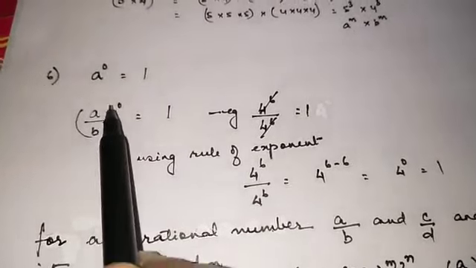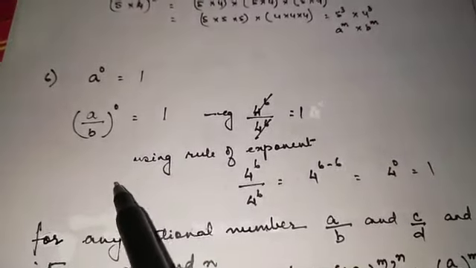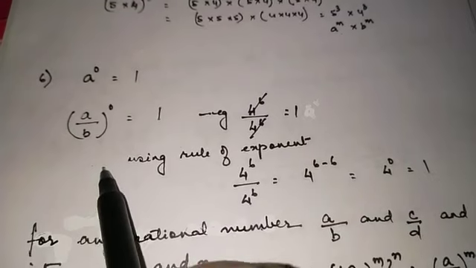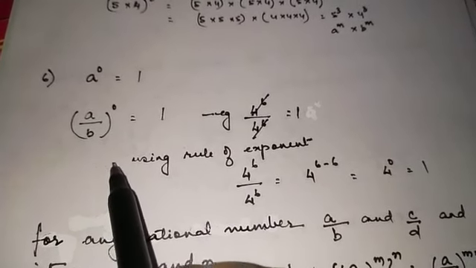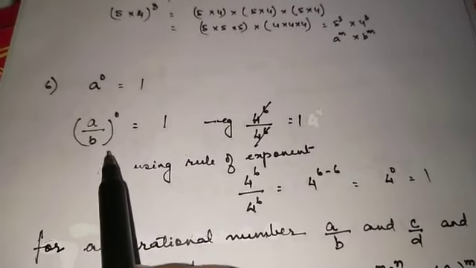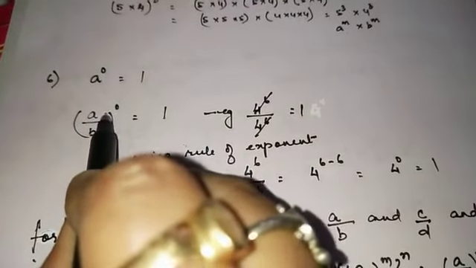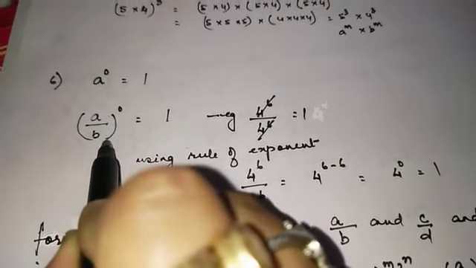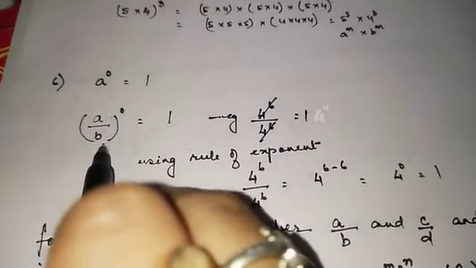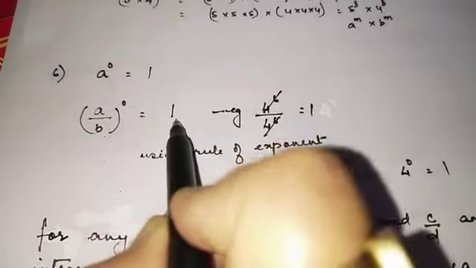What is a rational number? A rational number is in the form of a by b or p by q or c by d. Any number which has a numerator and a denominator, where the numerator and the denominator are integers and the denominator is not equal to 0, is a rational number. Right? In a by b, this is the numerator, this is the denominator, and the denominator is not equal to 0, then that form of a number is known as a rational number. Now a by b, a rational number, raised to the power 0 is equal to 1.